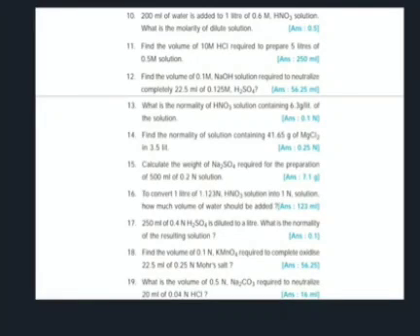15. Calculate the weight of sodium sulfate required for the preparation of 500 ml of 0.2 normal solution. 16. To convert 1 liter of 1.123 normal HNO3 solution into 1 normal solution, how much volume of water should be added? 17th problem. 250 ml of 0.4 normal H2SO4 is diluted to a liter. What is the normality of the resulting solution?